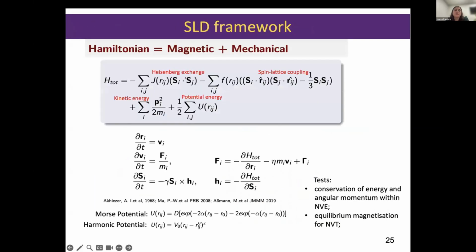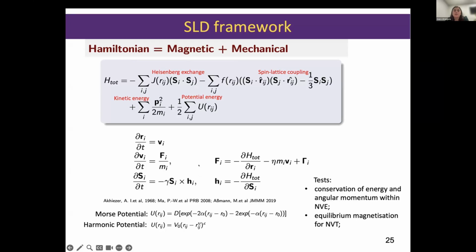The Hamiltonian has some modification, in contrast to a normal or vanilla-like atomistic spin dynamics simulation. We now include the energy coming from the lattice, so we have a kinetic and potential energy, and our magnetic interactions are now position dependent, as shown here by the exchange. We also introduce a spin lattice coupling term, as shown here, which allows for exchange of angular momentum between spin and lattice.